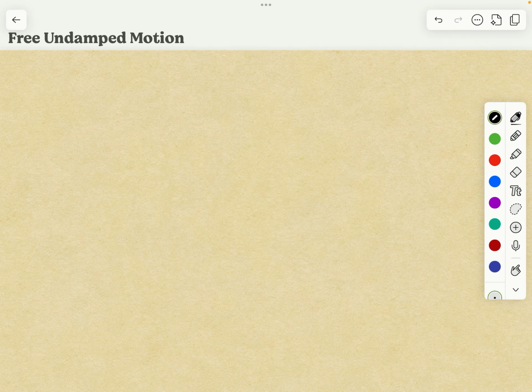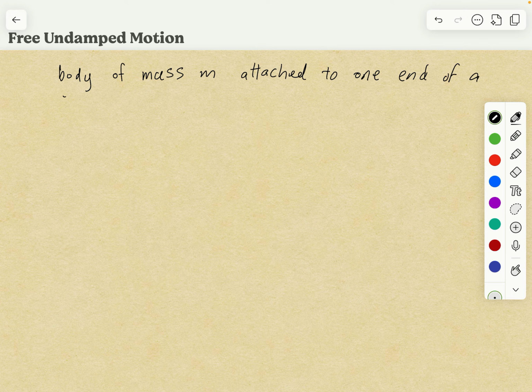In this video, we're going to talk about free undamped motion. This is an application of solving linear second-order differential equations. So suppose that you have a body, some object of mass m, attached to one end of a spring.